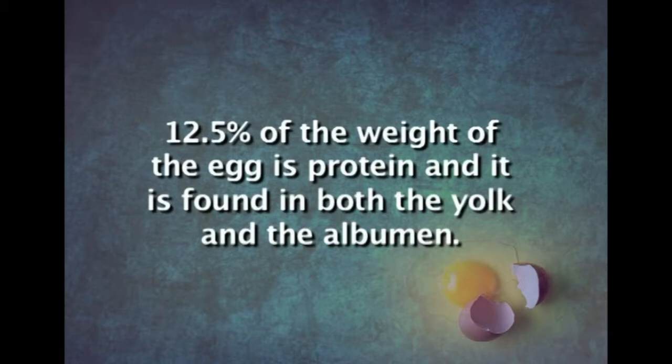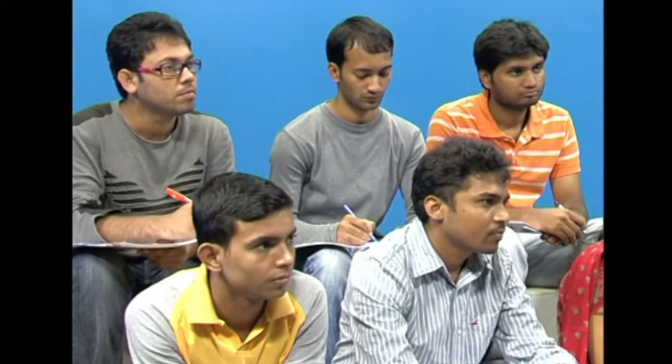Eggs therefore complement other food proteins of lower biological value by providing the amino acids that are in short supply in those foods. Now, 12.5% of the weight of the egg is protein, and it is found both in the yolk and the albumin, although protein is more concentrated around the yolk. There is in fact more protein in the albumin. On the evaluation scale most commonly used for assessing protein, as I have said, egg is at the highest point and is used as the reference protein or standard against which all other foods are assessed.